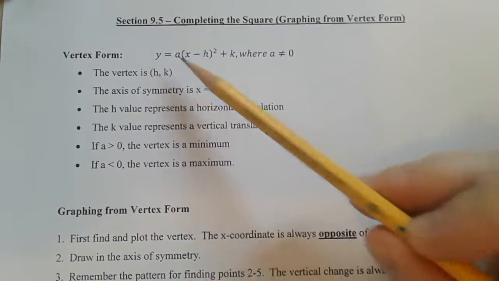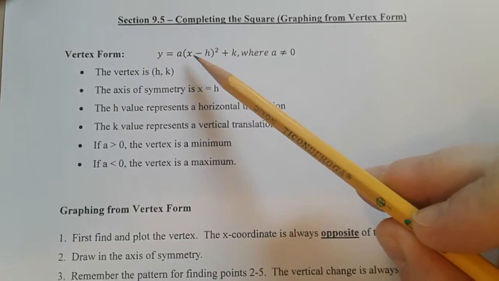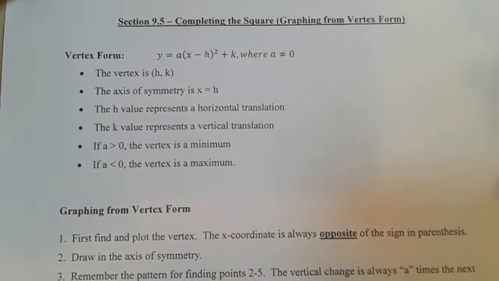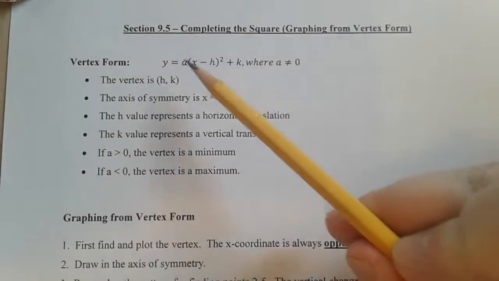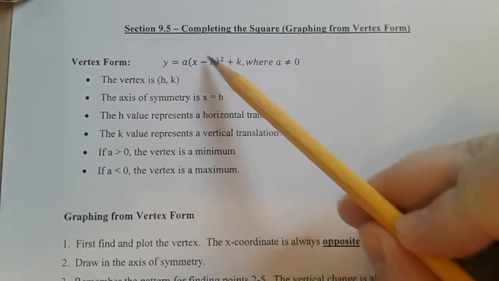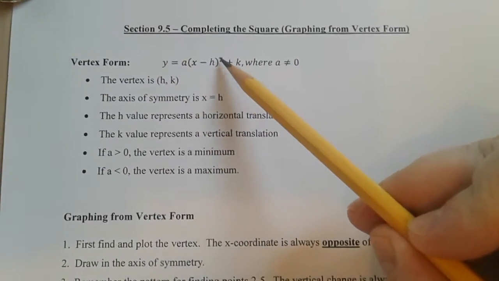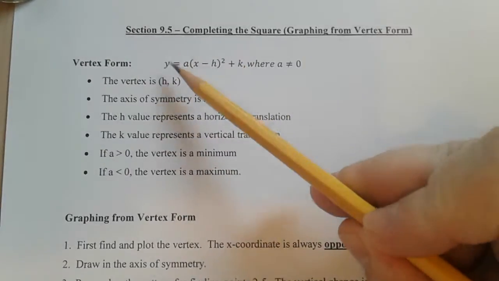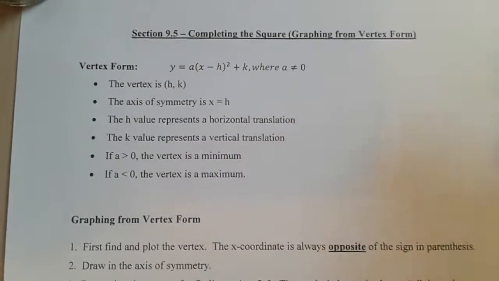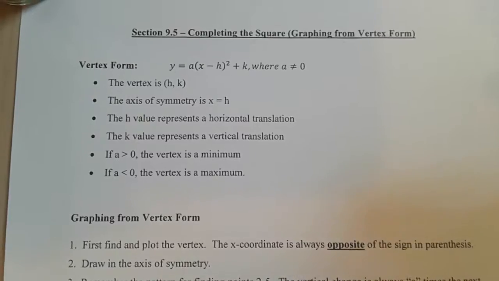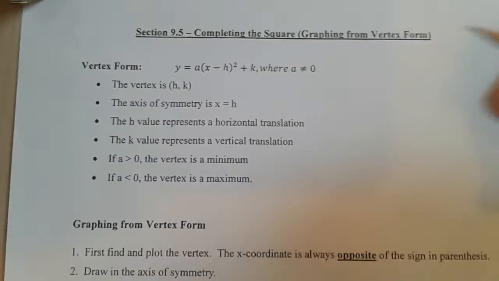So here's our vertex form: y equals a times, in parentheses, x minus h squared plus k, where a can't equal 0. If a was 0, 0 times this whole parenthesis would be 0. Therefore, this whole thing would be wiped out, and you'd have y equals k. That's why a can't equal 0, because that would not leave me with a quadratic equation.